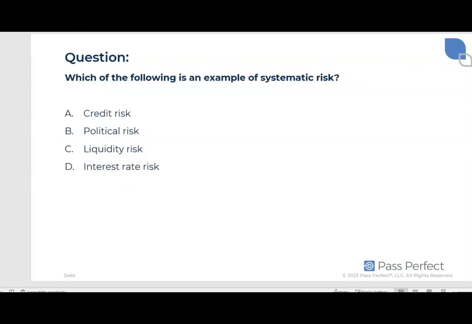Which of the following is an example of systematic risk? A, credit risk. B, political risk. C, liquidity risk. Or D, interest rate risk.